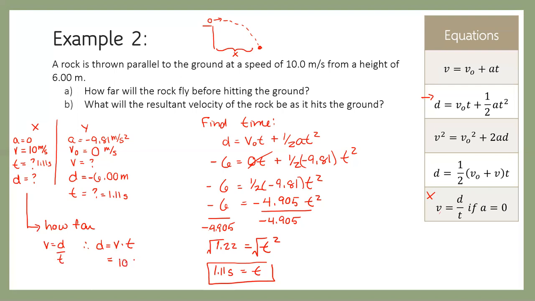So we get 10 meters per second times 11.1 seconds equals 100. Sorry, I've got a number dyslexia here. Let's get rid of, instead of 11.1, let's do 1.1. 1.11 seconds times 10 would give us 11.1 meters out. Okay, so that's 11.1 meters.